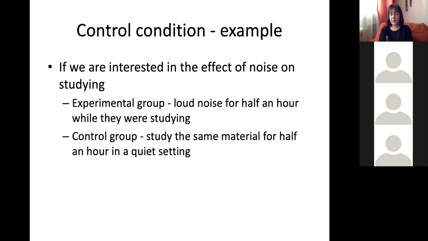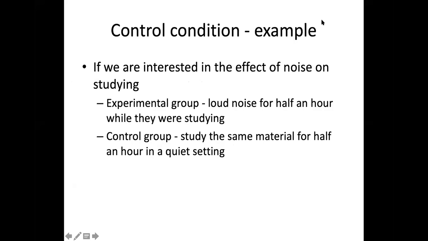One example of a control condition could be given in an experiment in which we are interested in the effect of noise on studying. If our experimental group studies while a loud noise is present, then the control group should be studying the same material for the same duration, but in a quiet setting without any noise. Because noise is missing in the control condition, it is called a control condition.